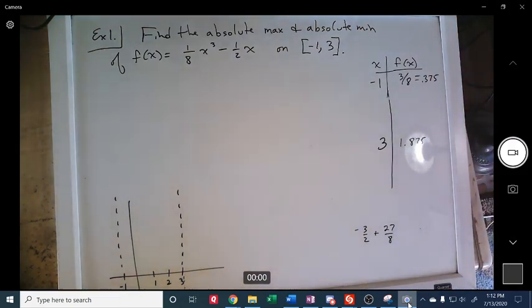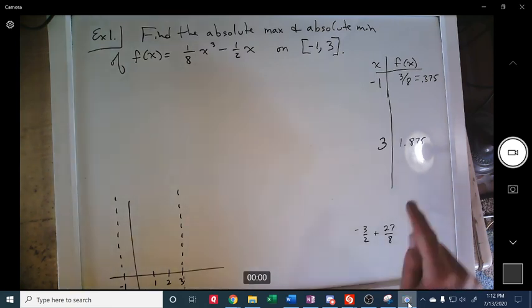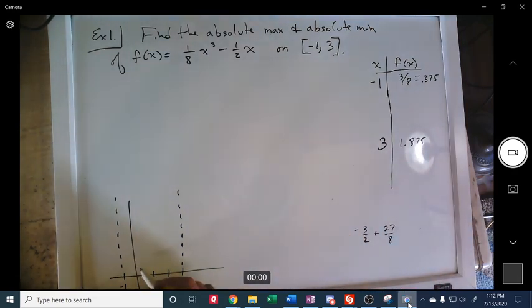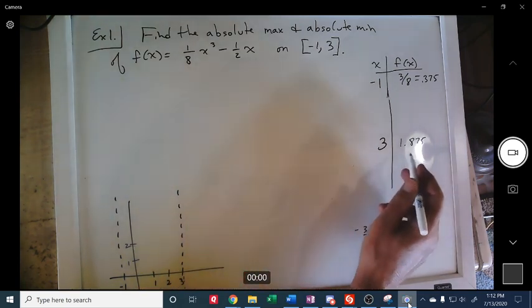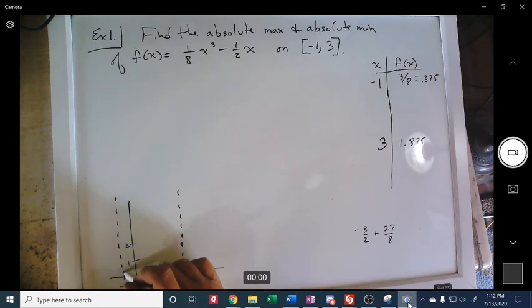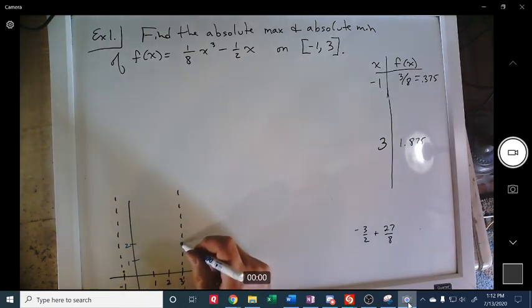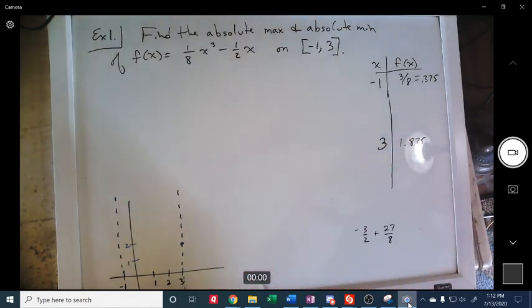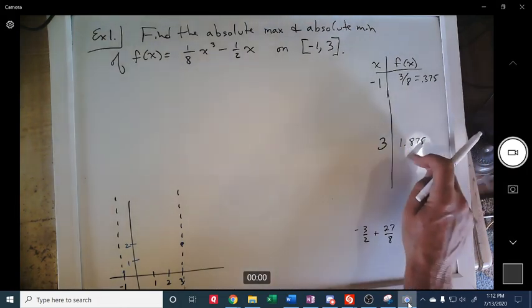All right. Now, if this was all the information I had, I would conclude the absolute max occurs right here on the right edge. Because if I go up 1.875, that's the highest point. And if I go up 0.375, that looks like the lowest point. So if this was the only information I had from this table, I would say, here's the absolute min, here's the absolute max.